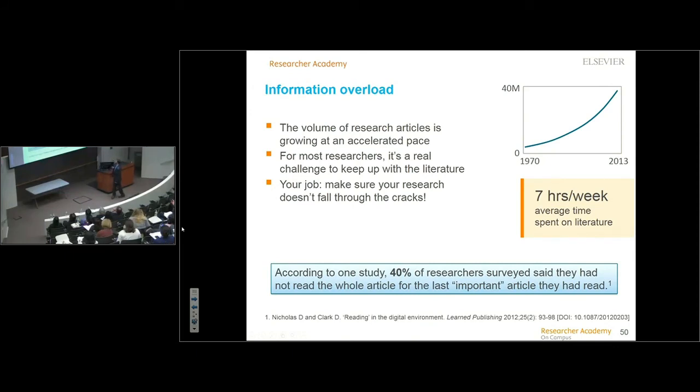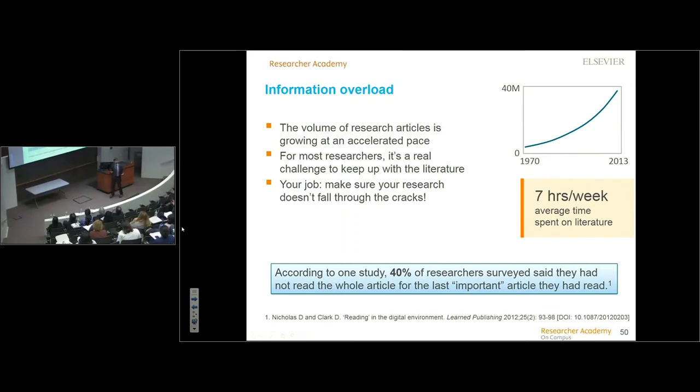The average time spent on reading that literature is 7 hours per week, which is at once a lot of time and also not a lot of time. So how do you make sure that your paper is not falling through the cracks? Because according to one study, this one from Learned Publishing 2012, 40% of researchers surveyed said they had actually not read the whole article for the last important article that they'd read.